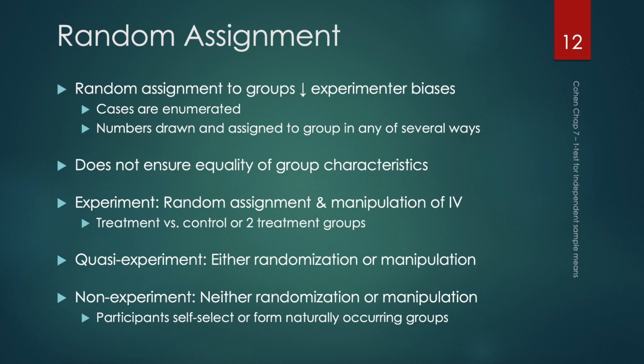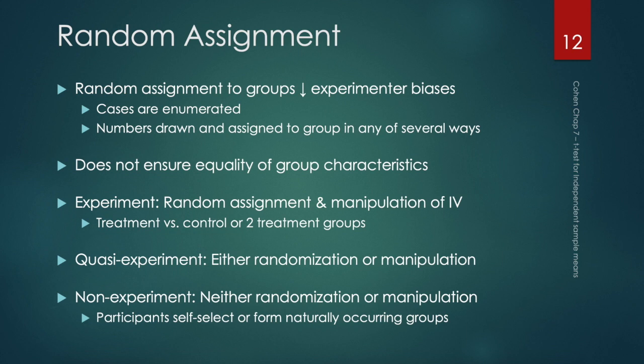When it comes to random assignment, this is actually really important for a t-test to tell you anything meaningful about the differences between the groups. When you randomly assign to one of the groups, it means you're removing the experimenter biases. So you're just handing each person off to one of the groups totally randomly. However, it does not ensure equality of group characteristics. It's a great way to have the best chance of that, but it doesn't necessarily mean that it will. You still want to test to find out if other group characteristics look similar.